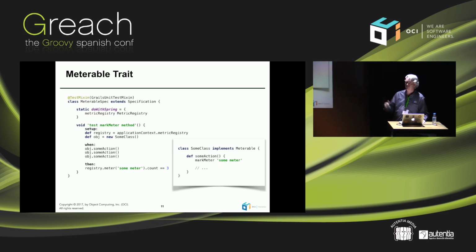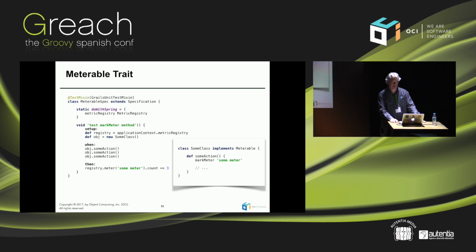One of the things the Meterable trait provides is a method called markMeter. You can pass as an argument to the markMeter method a string that is the name of the meter. So your program could have lots and lots of meters, right? Here, the meter that we're marking in this code up front is called SomeMeter. You can give it any name that you like. And what you see in the background there, the bigger part of the slide on the left, is what a unit test might look like for testing that meter.